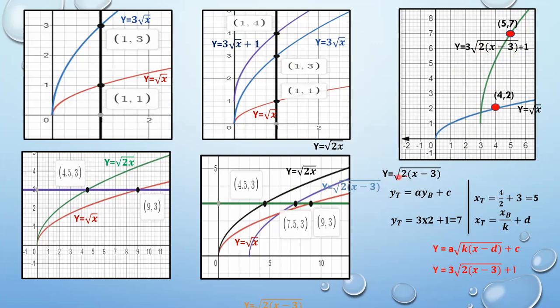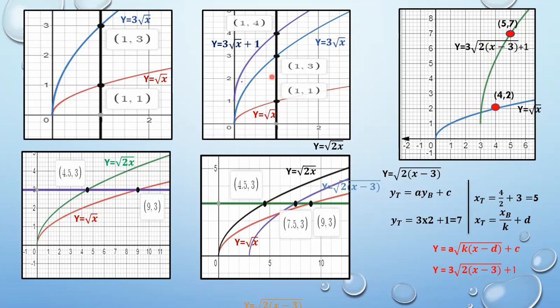This is not necessary. So y transform general formula is A times YB plus C. X transformed means XB over K plus D. These two are the formulas, general formulas. So this is the final equation, this one.